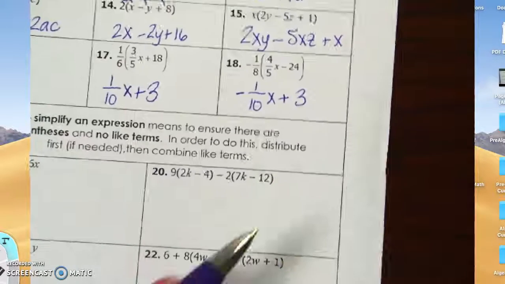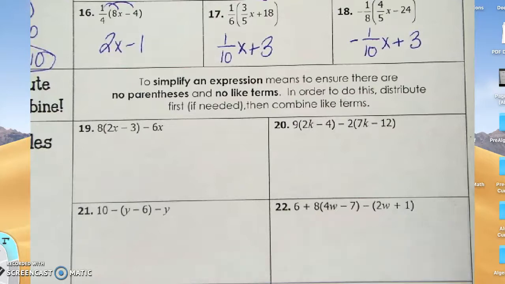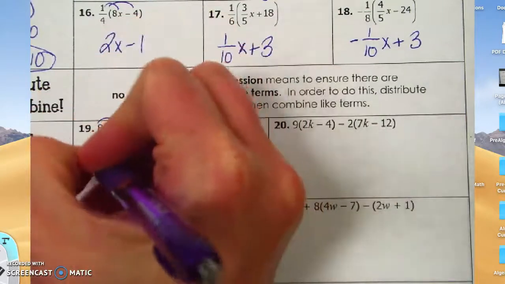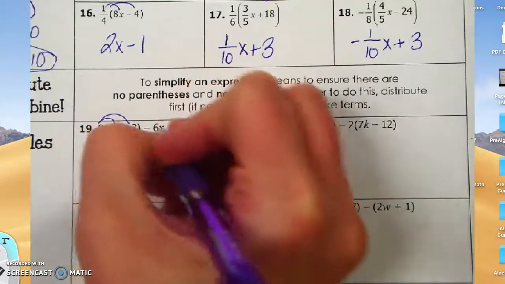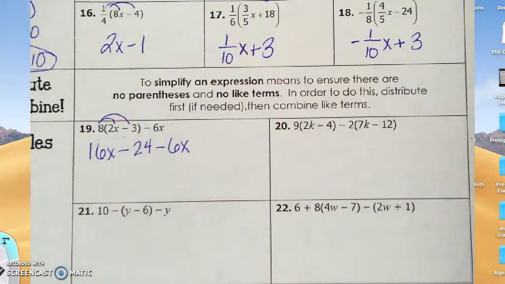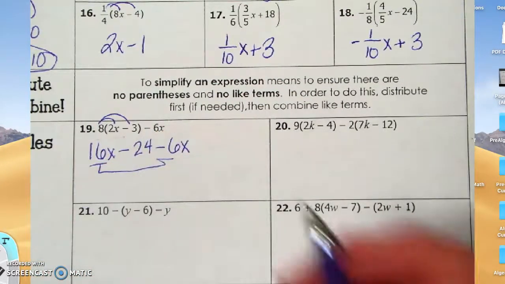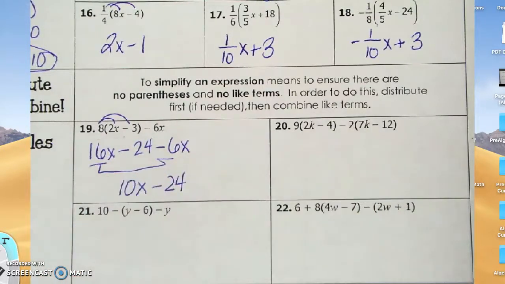Okay, so the notes before this were about combining like terms to simplify expressions, and now we're distributing, so now we're going to put the two together. So first you need to distribute to get rid of the parentheses. So 8 times 2x is 16x minus 24, and then don't forget to bring the minus 6x down. That was outside of the parentheses. Then you combine your like terms, so 16x minus 6x is 10x, and then minus 24.